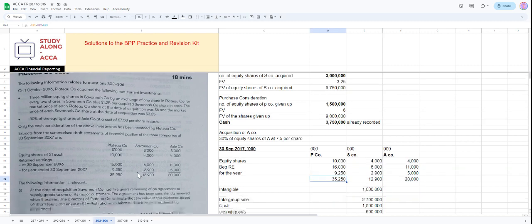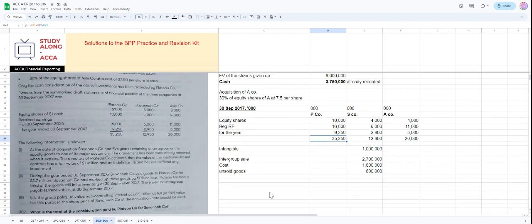The following information is relevant. At the date of acquisition, S company had 5 years remaining of an agreement to supply goods to one of its major customers. The agreement has been consistently renewed. When it expires, the directors of P company estimate that the value of this customer-based contract has a fair value of $1 million. So it looks like they have an intangible, and the fair value of that intangible is 1 million.